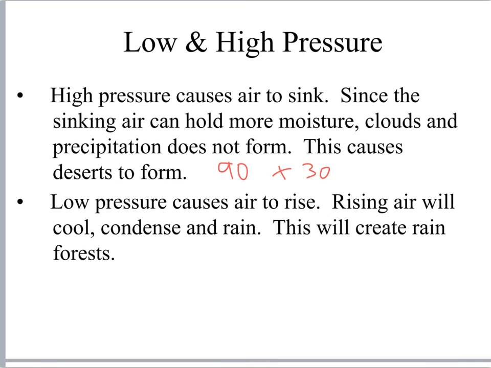Rising air will cool down, condense, and rain. And we're going to find a lot of rainforests at the 0 and 60 degree latitude. 0 would be our tropical rainforest, 60 would be our temperate rainforest. 30 and 90 would be your deserts.